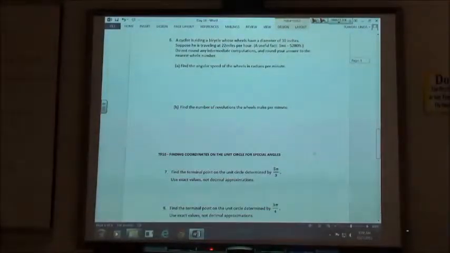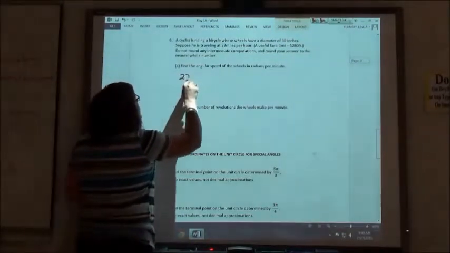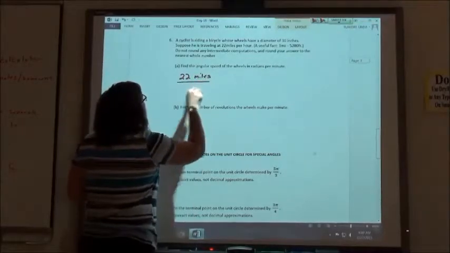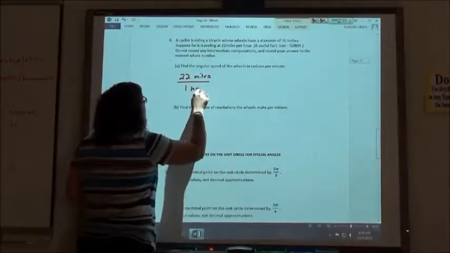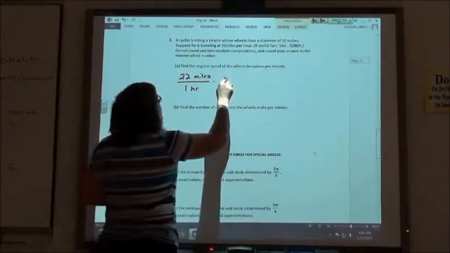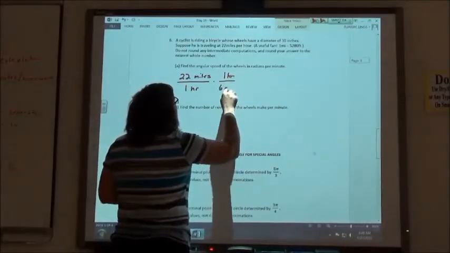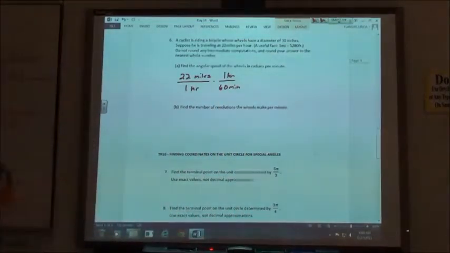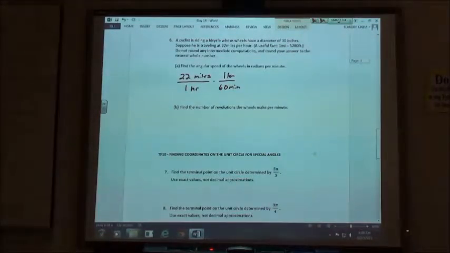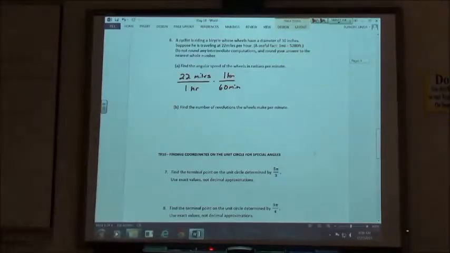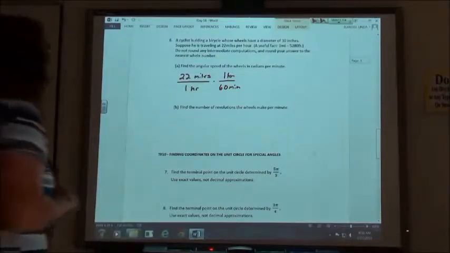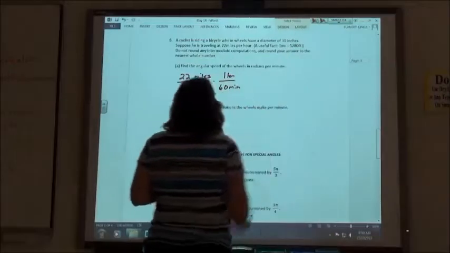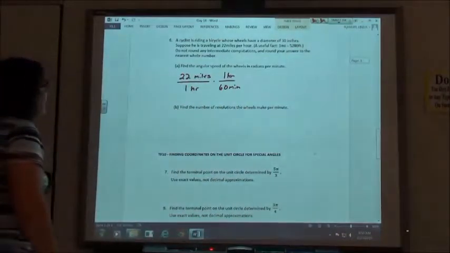So we know that we are going 22 miles in 1 hour. I want to go per minute. So 1 hour is 60 minutes. I also need this so that I can change it into radians, but since my units up here are in inches, I have to change my miles into inches.